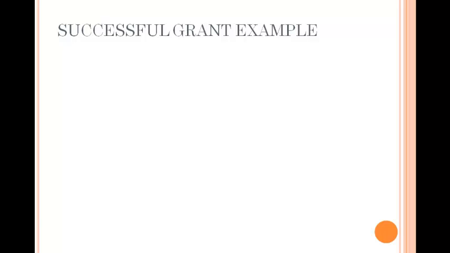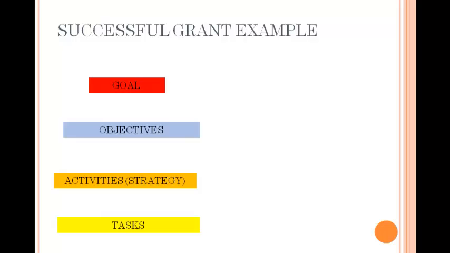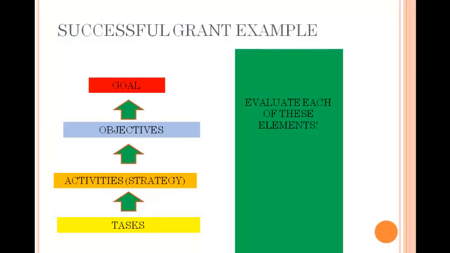So as a reminder, a successful grant application will have a goal, an objective, activities, and tasks. And all of these are tied to each other. They should all build upon each other, and you will evaluate each of these elements.